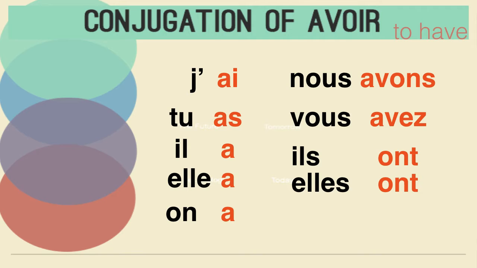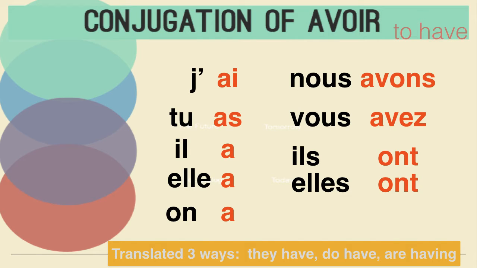The French will translate each of these three ways. In English, each of those three ways is considered a different verb tense or verb mood. In French, it's all the same. So, for example, ils ont or elles ont is translated they have, they do have, they are having. J'ai: I have, I do have, I am having.